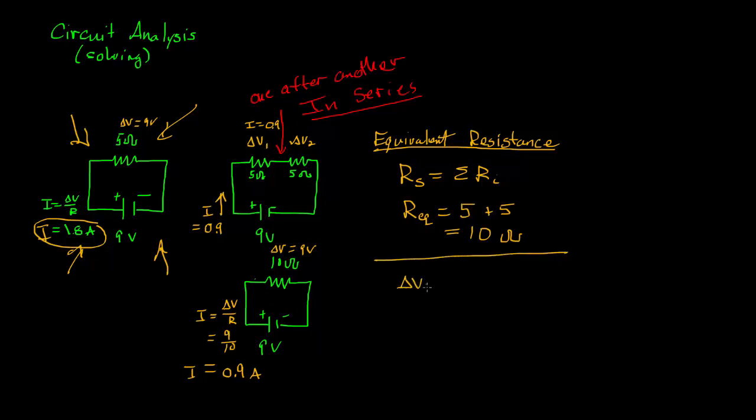So that change in potential is just I times R. That's just Ohm's law rearranged. So I just multiply the 0.9 times 5, and I should get 4.5. Yeah. So we get 4.5 volts. And on the other one, I'm going to get the same thing. That's whatever's left, 4.5 volts. And I'm done. I solved the circuit. I know the current, the potential, and the resistance for every resistor.